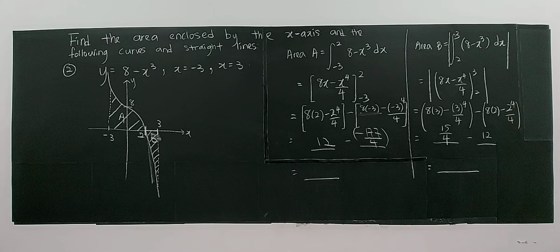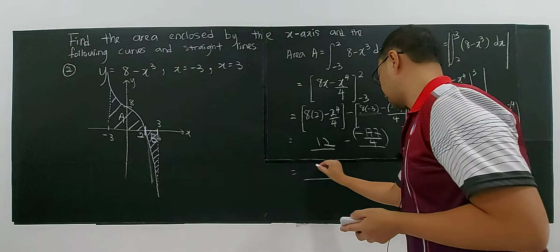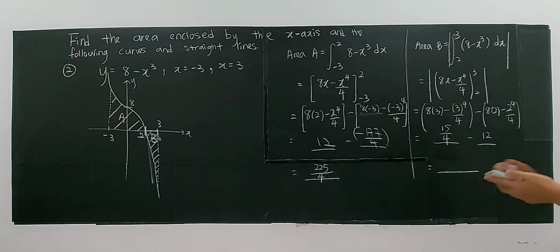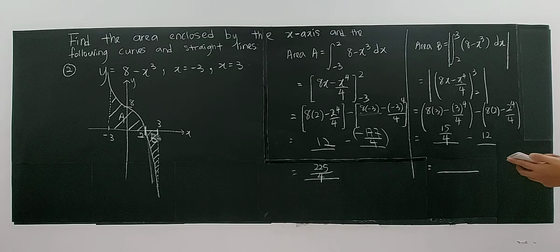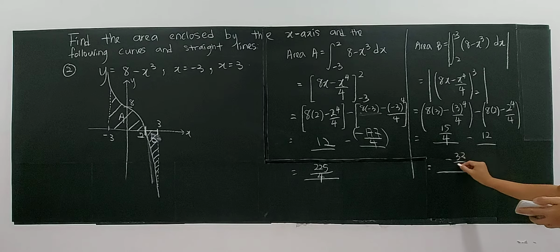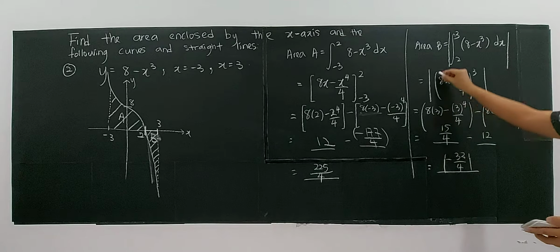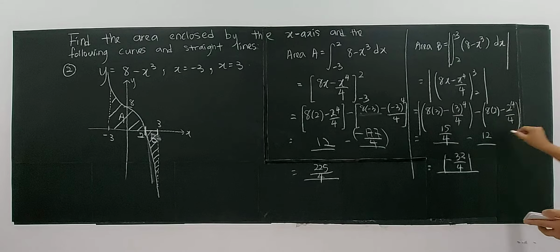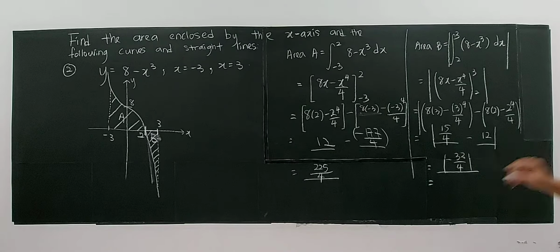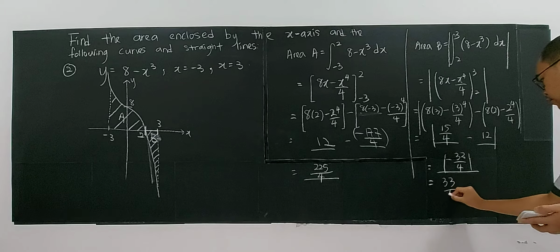So then evaluate this as 12 plus 177 over 4. You are getting 225 divided by 4 unit square, whereas for this you have 15 over 4 minus 12, which gives negative 33 over 4, right? That's why you need a modulus, as earlier I put modulus here. The modulus tells us that we want to evaluate the area, so it is 33 over 4.